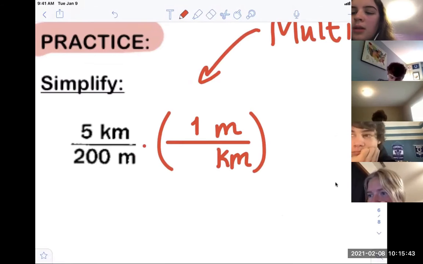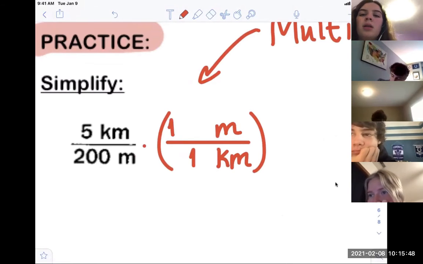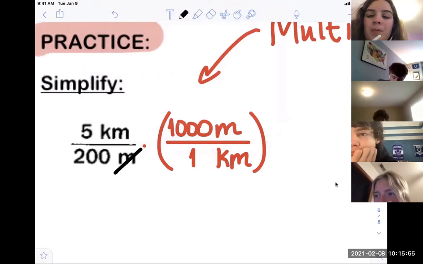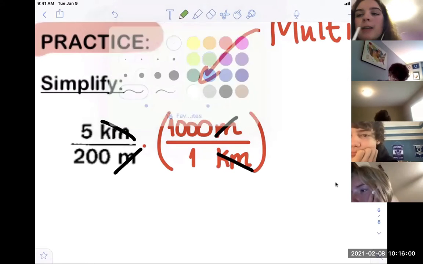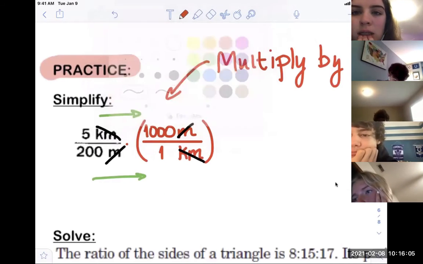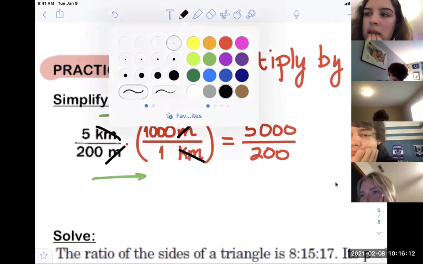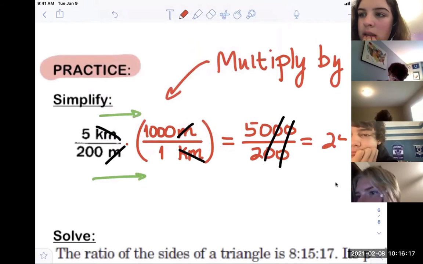So 1 kilometer is equal to 1,000 meters. And then we can cancel meters, we can cancel kilometers. And then we're multiplying straight across because we're multiplying fractions. So top, top, bottom, bottom. And that will give us 5,000 on the top, 200 on the bottom. And then you can divide out 100. 50 over 2 is 25.